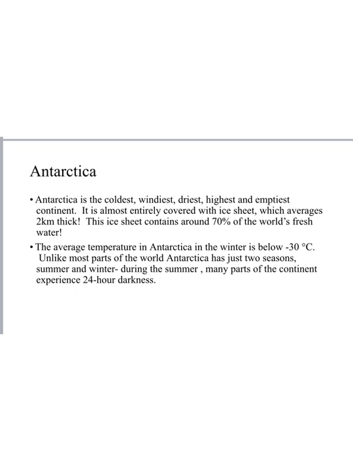The average temperature in Antarctica in the winter is below minus 30 degrees. Unlike most parts of the world, Antarctica has just two seasons, summer and winter. During the summer, many parts of the continent experience 24 hours of darkness. Again, just to reiterate, this is an environmentally sensitive ecosystem, and we need to look at the effects of human activities on the animal and plant populations and how these are controlled in the Antarctic.